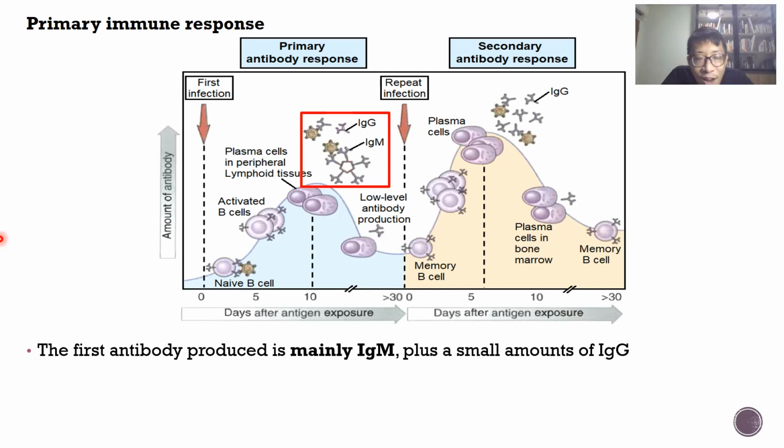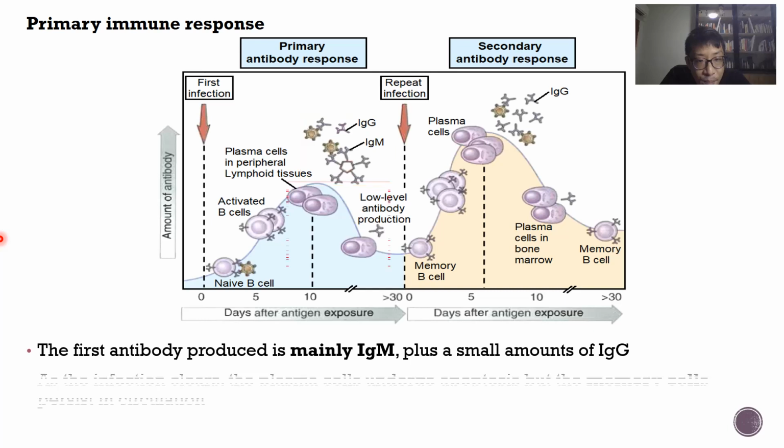There may be small amounts of IgG or even other classes of antibodies if class switching has occurred. So that again explains why there's a lag for production of antibodies, because class switching has to occur, especially for antibodies of other classes, IgG, IgE, IgA. So at first, mostly IgM.